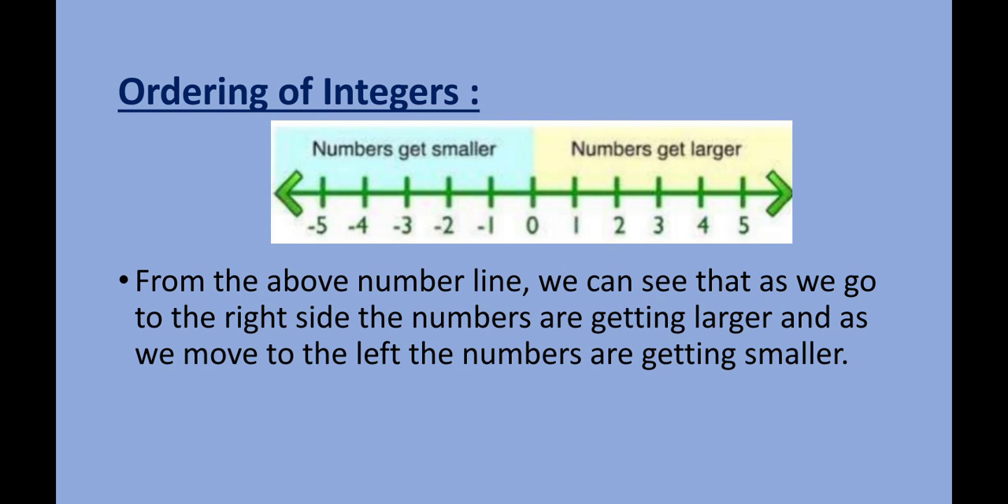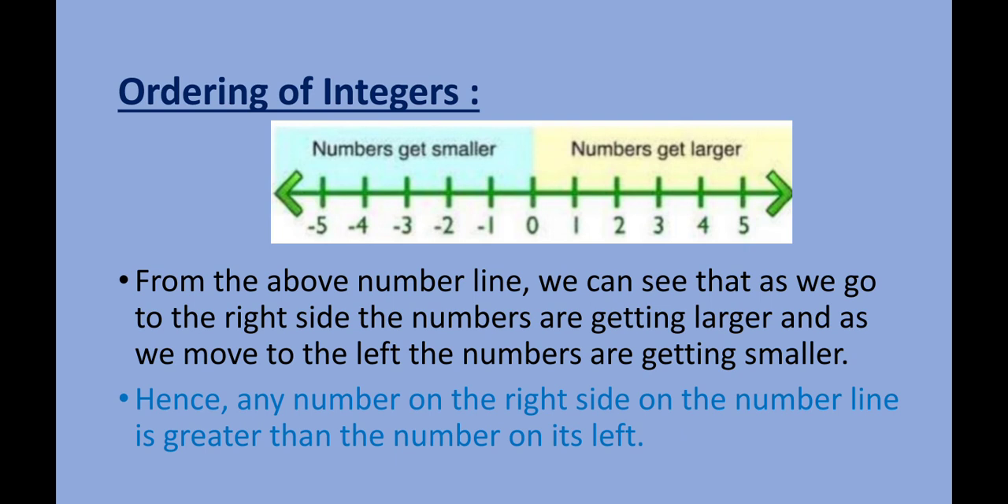As we move to the left side on the number line, we are getting smaller numbers, that is 0 to minus 1, minus 1 to minus 2. In this way, if we move towards the left side of 0, we get smaller numbers, and if we move towards the right side, we get larger numbers. So we can say that any number to the right side of another number on the number line is greater than the number on the left side. Here are some examples.